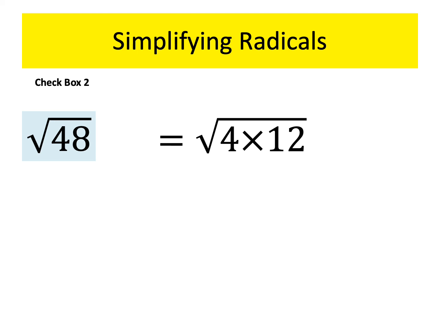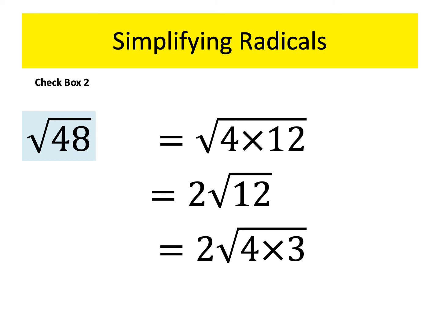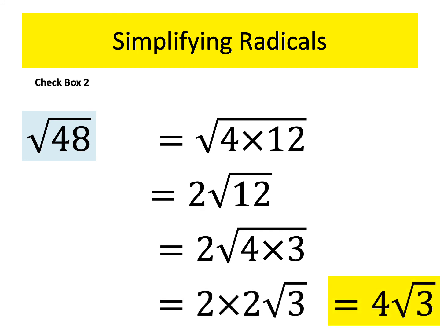What's the square root of 4? The square root of 4 is 2. But now look at 12. 12 can be written as 4 times 3. What's the square root of 4? Another 2. So you would be left with 2 times 2, which would be 4. So I'm left with 4 root 3.